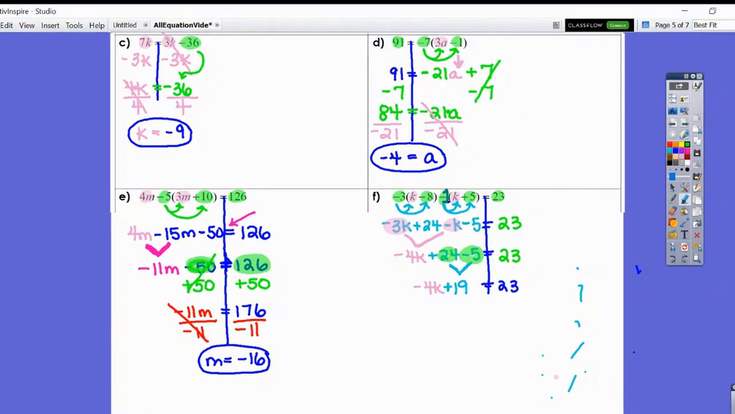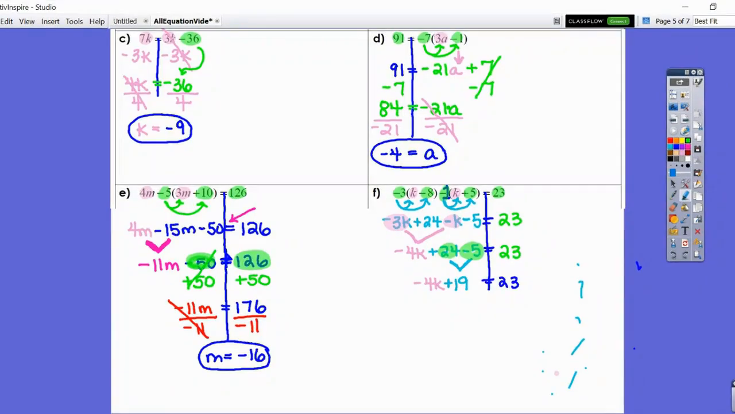Now, I need to get k all by itself. So it's negative 4 times k plus 19. Go in reverse PEMDAS order, meaning that I will move over my addition and subtraction first. Negative 19, negative 19 on both sides. That's the only way that positive 19 will cancel out to 0 on the left side, giving me just the negative 4k being brought down. And then I have 23 minus 19, which is going to be a positive 4.